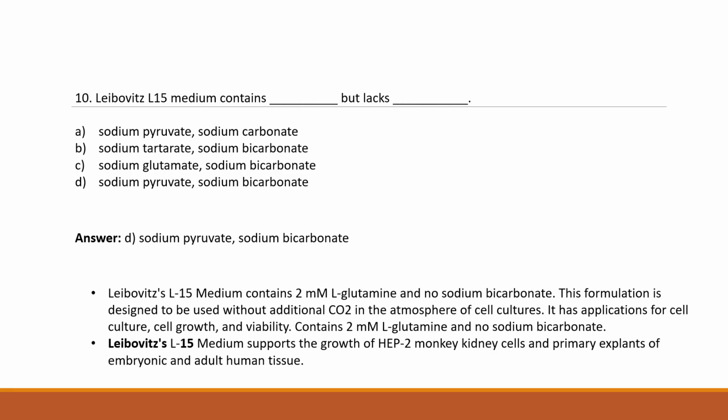So what is your Leibovitz L15 medium? It's a kind of medium that you use for your primary cells and monkey cell lines. It usually contains L-glutamine, your amino acid, and no sodium bicarbonate. This formulation is designed to be used without additional CO2 in the atmosphere of the cell culture. It has applications for cell culture, cell growth, and viability.